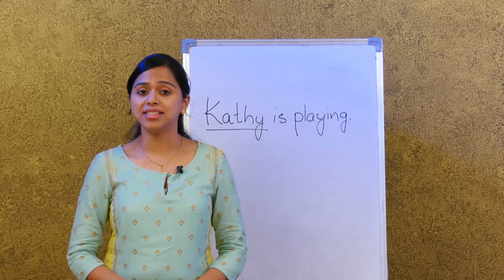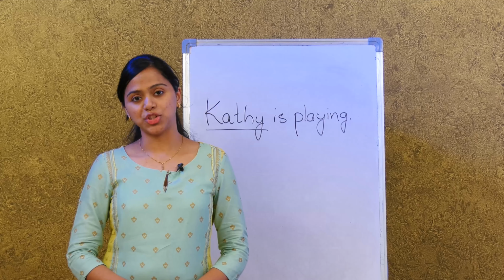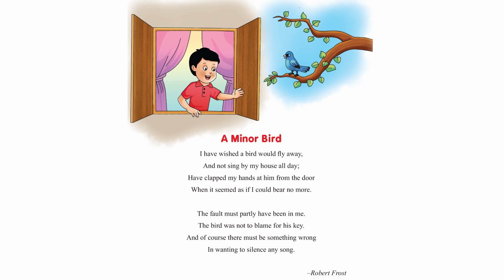Now they have given us a poem on the next page. Let's read it. A Minor Bird. I have wished a bird would fly away and not sing by my house all day. Have clapped my hands at him from the door when it seemed as if I could bear no more. The fault must partly have been in me. The bird was not to blame for his key. And of course, there must be something wrong in wanting to silence any song.